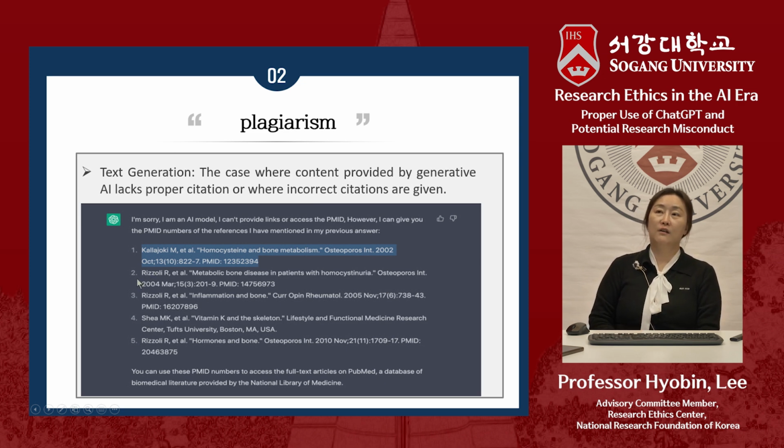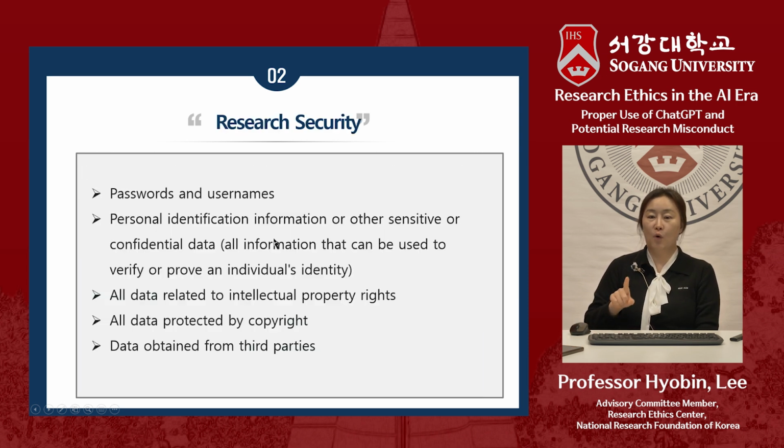And then let's look at the research security perspective. You shouldn't put all of these into a ChatGPT prompt. You shouldn't input or upload any data related to this. The first one is passwords and usernames. That is personal information, so you shouldn't put it in. And then personal identification information, so you shouldn't put in any social security number, green card number, anything that can identify you, or other sensitive or confidential data. So all information that can be used to verify or provide individual identity.